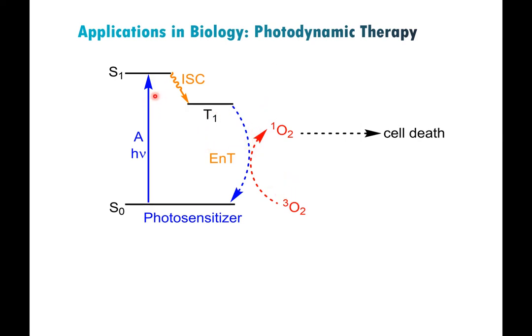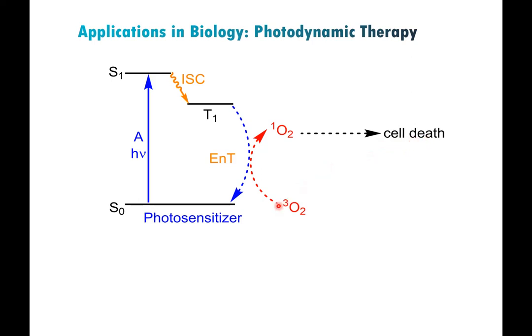So you'll get the excitation, intersystem crossing to the triplet state, energy transfer with O2, and then singlet oxygen causes cell death in different ways. It's pretty complicated, but it's not very good for cells. It does a lot of reactions with key biomolecules, because singlet O2 is very kinetically reactive, much more kinetically reactive than triplet O2. And that triggers cell death.